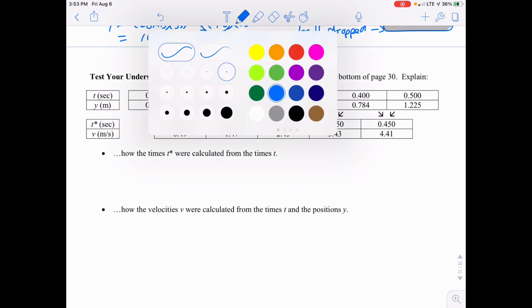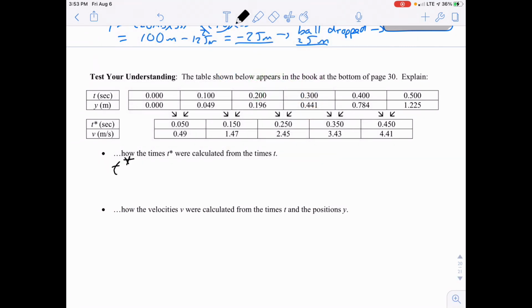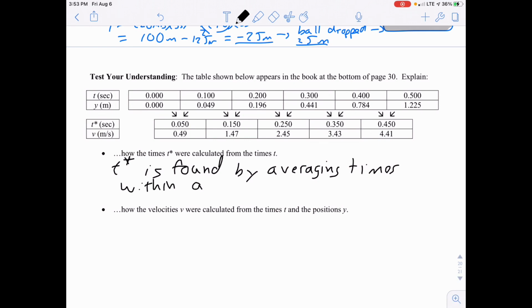Okay, t asterisk, this time here, is found by averaging times within a time interval. Now, how are the velocities calculated? Well, velocities, right, if we're talking about velocity as a function of time, then velocities are calculated as v equals v naught minus gt.